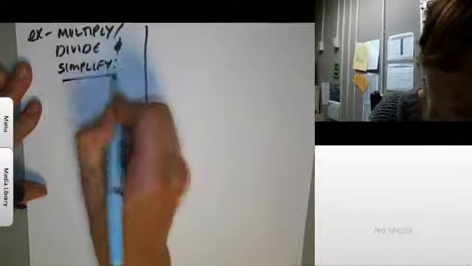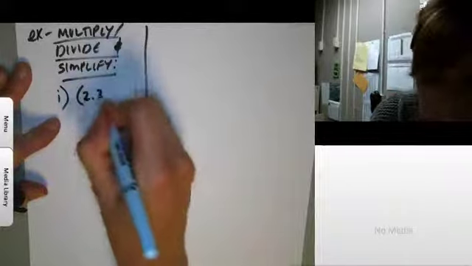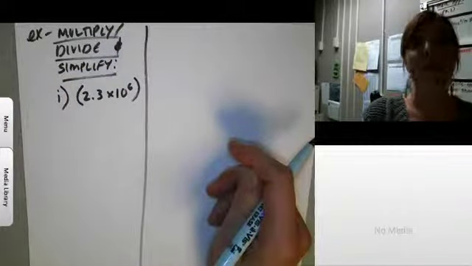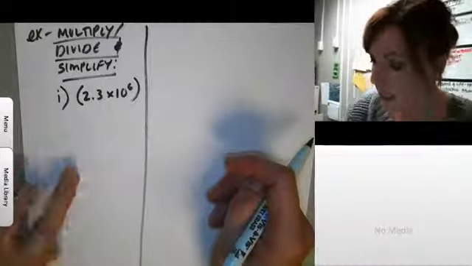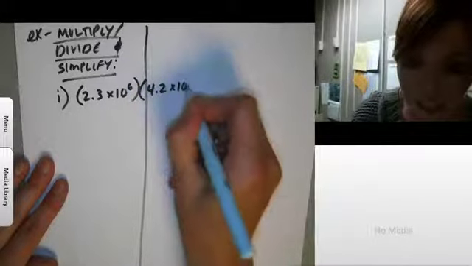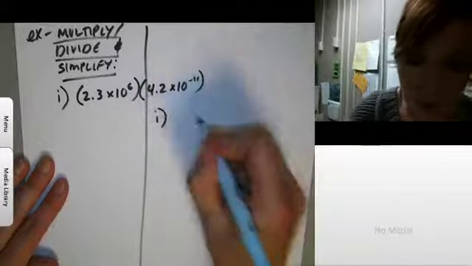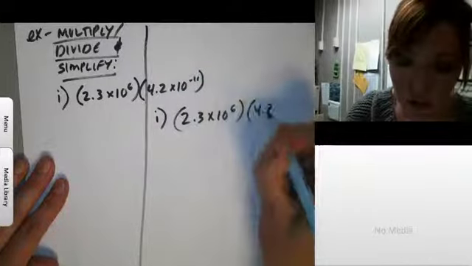So here we go. The first one, 2.3 times 10 to the 6th. I'm going to walk through one of these with you, and then I will ask for a contestant on the second one, okay? We're multiplying that by 4.2 times 10 to the negative 11th. So 2.3 times 10 to the 6th times 4.2 times 10 to the negative 11th.